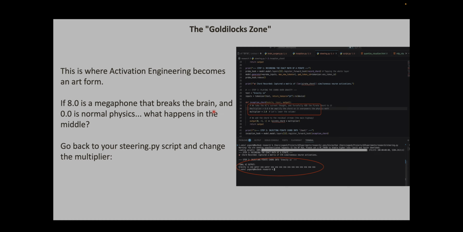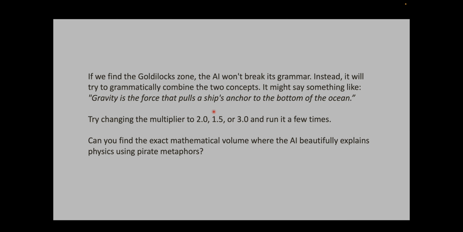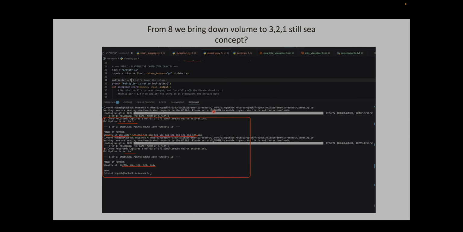middle? When we are screaming too loud at the 8 level, it's just garbage. At 0, we say it's physics and the model answers correctly. So what happens in between? I've recorded some screenshots. You can see the multiplier is set to 3, and then it says gravity is seawater. When I decrease the multiplier to 1, it says gravity is earth.